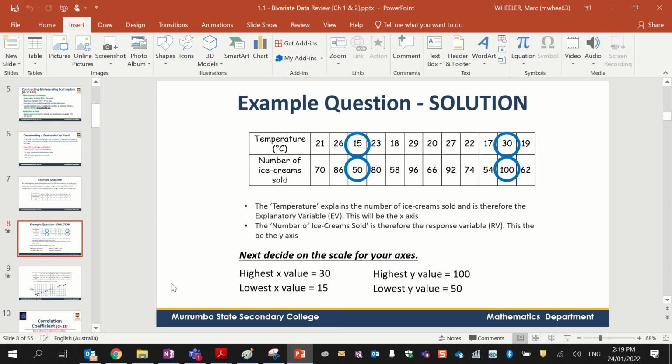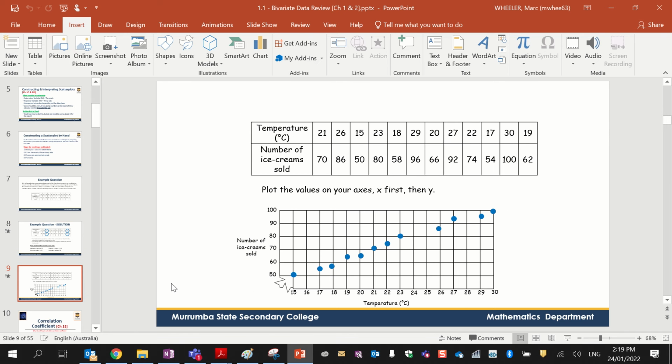And then we need to do the same for the y value. So y will be the number of ice creams sold because that's the response variable. The lowest number of ice creams sold was 50. The highest was 100. So we'll need to make sure that that axis goes from 50 to 100. Okay, and here's an example of that happening.